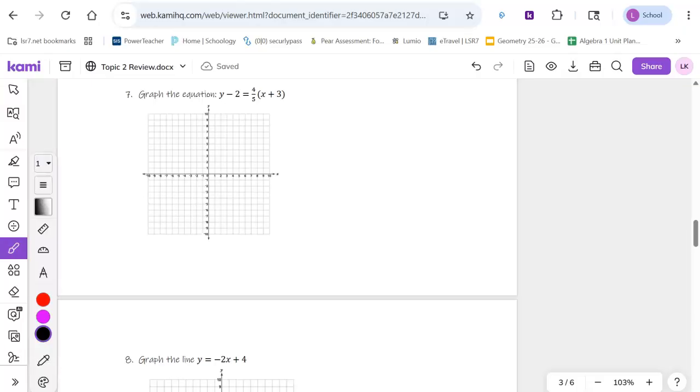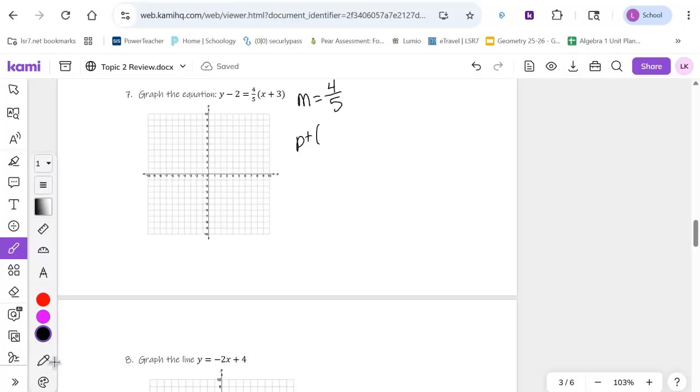So this says graph the equation y minus 2 equals 4/5 times (x plus 3). Now you could solve for y and graph it like that. However, the easier way is to find the point and find a slope. So the slope is the number directly in front here. So you have 4/5 is my slope.